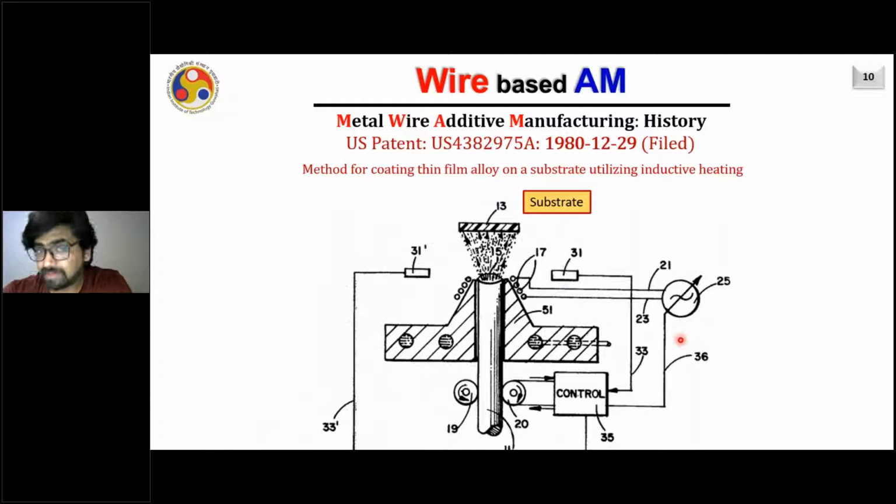Then in 1980, a method of coating thin film alloy on a substrate utilizing induction heating was invented, where an induction heating coil was used to melt the wire. You can see this rod here, it's a wire basically, and it is getting heated by the induction heating coils here. As the induction heating coil melts the wire but really cannot detach it, argon or some inert gas is supplied from the backside, which takes away these molten particles, and then projects them towards the substrate. As they are projected on the substrate, you can build the part.